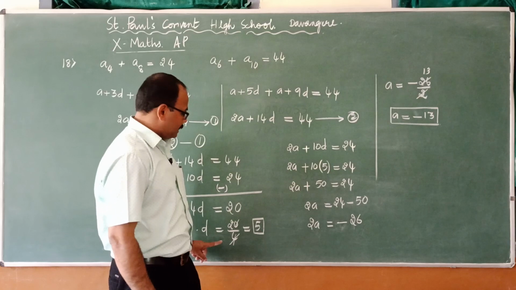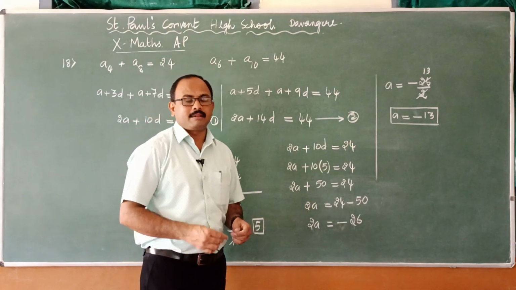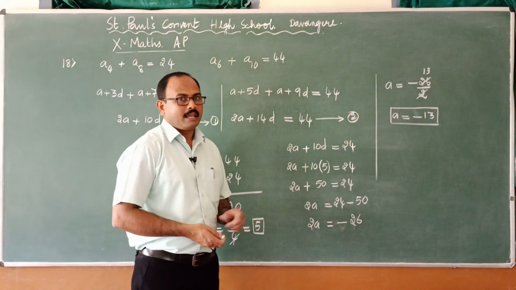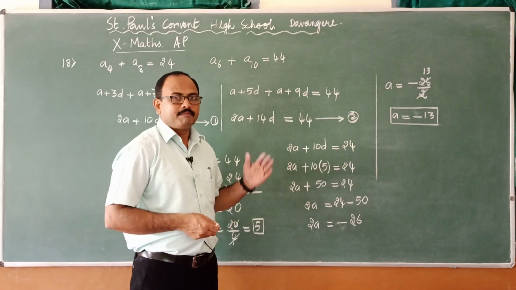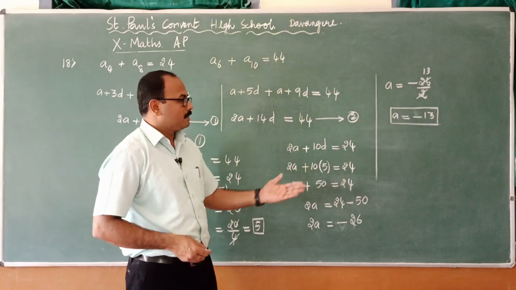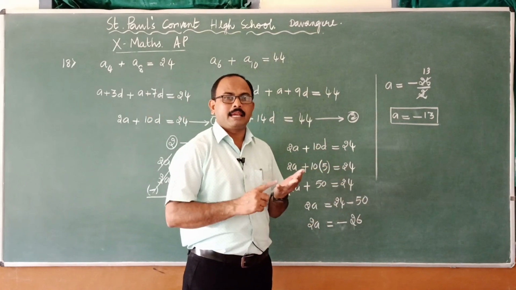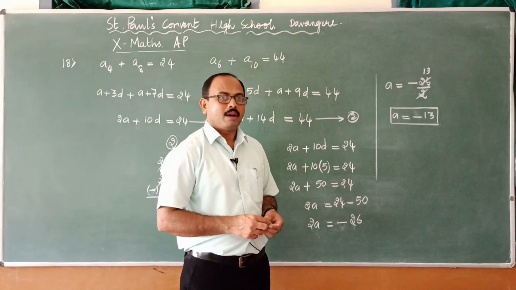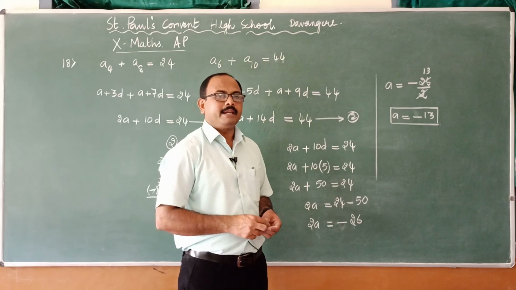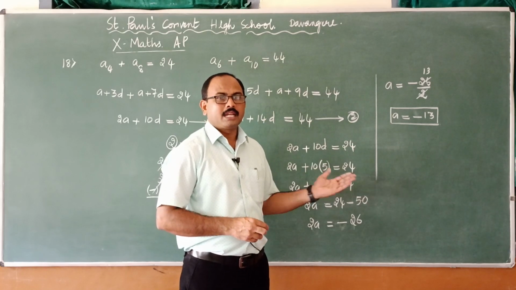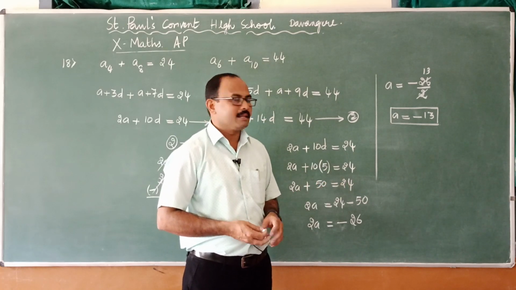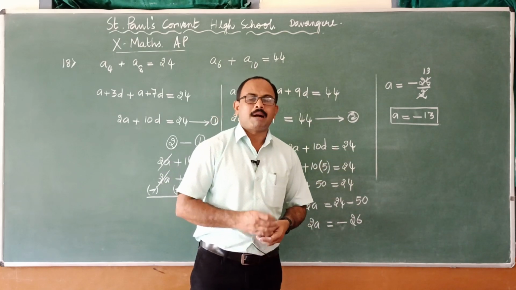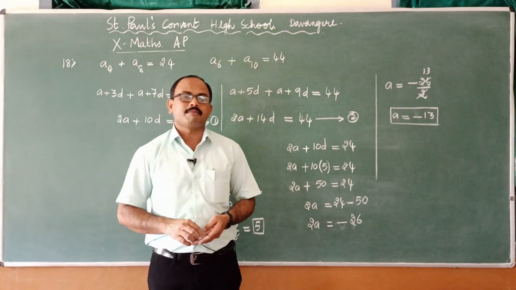We have calculated d as well as a. Then the AP can be written. If the question is to write the AP, the general form of AP becomes a, a plus d, a plus 2d, etc. Or find the 20th term: a20 is equal to a plus 19d. Likewise, any part of the sum can be worked out from this, children.